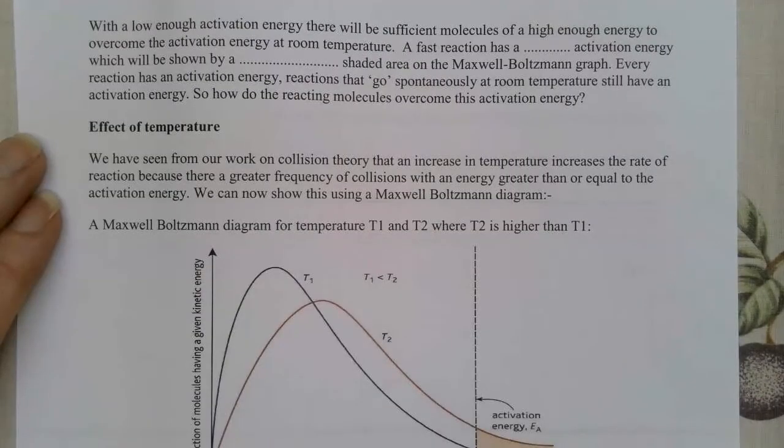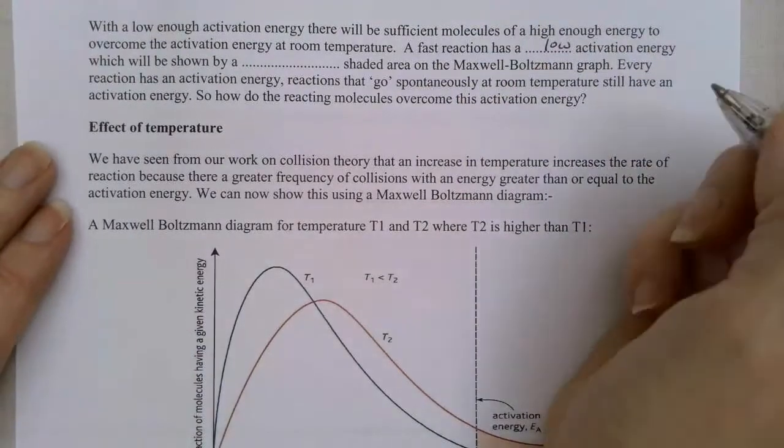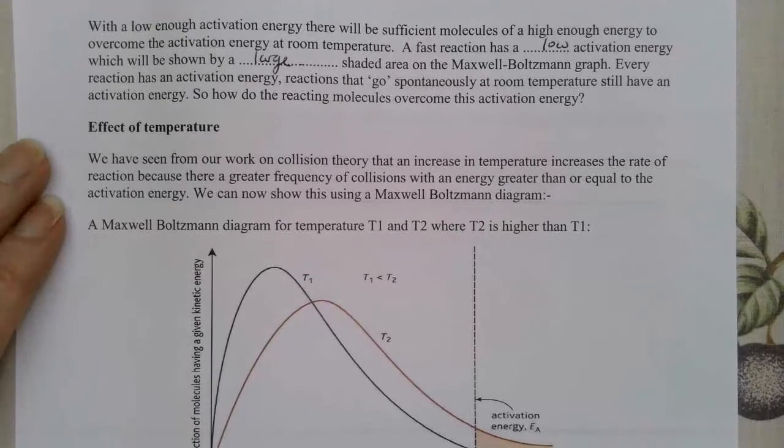So a fast reaction has a low activation energy, which is shown by a large shaded area on my graph. Every reaction has an activation energy. Reactions that simply go spontaneously still have an activation energy. It's just that the activation energy is so low that most particles at room temperature would have an energy sufficient to overcome it.